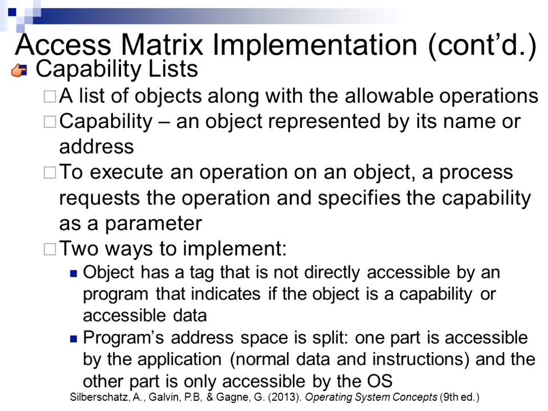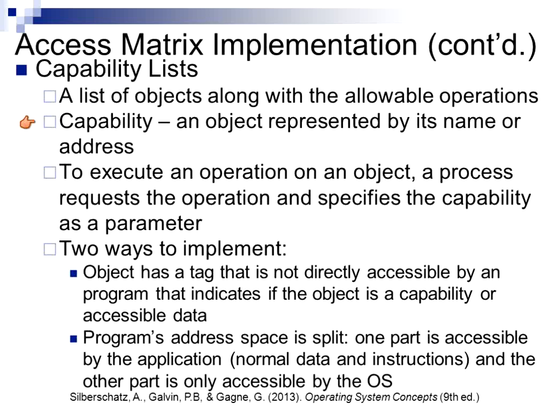Another thing we can do is have what's called a capability list. So now, instead of associating the columns of the access matrix with the objects as access lists, we can associate each row with its domain. So each domain has a list of objects along with the operations that are allowed on that object. And that's called a capability. A capability is the object represented by its name or address, and the domain has a capability list associated with it.